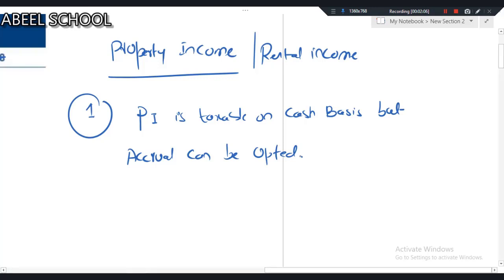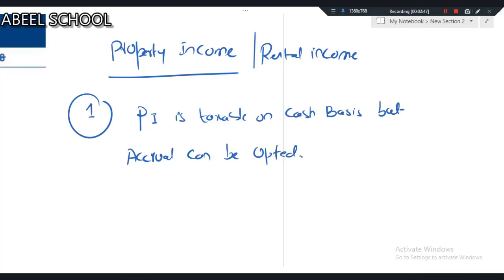Cash basis means the rent which we have actually received during the relevant tax year will be treated as income, and we'll deduct the expenses which we have actually paid during the relevant tax year. Normally property income is taxable on cash basis, but alternatively an individual can opt for accrual basis. But in the exam, if nothing is mentioned, then property income is always taxable on cash basis.